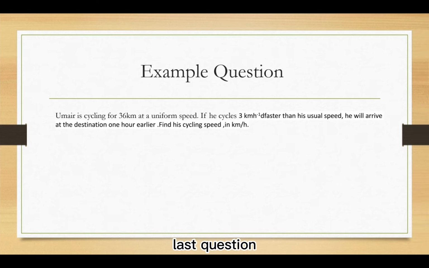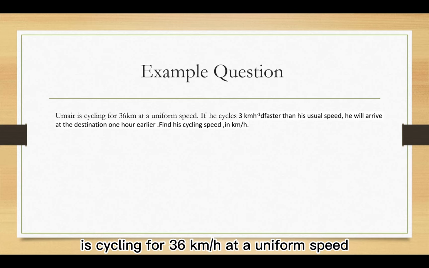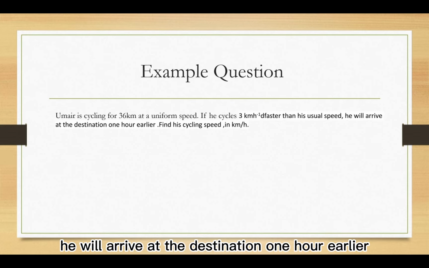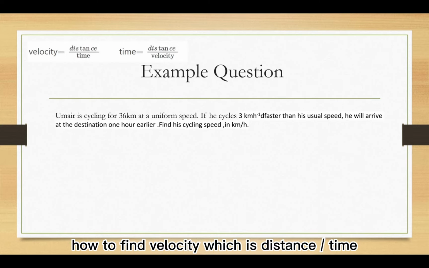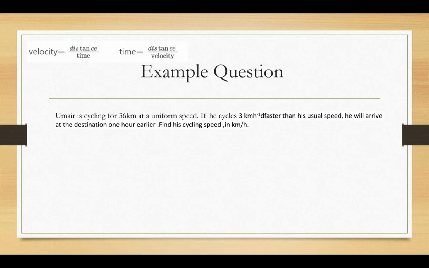So the last question. Ume is cycling for 36 km at a uniform speed. If he cycled 3 km per hour faster than his usual speed, he will arrive at the destination 1 hour earlier. Find his cycling speed in kilometer per hour. So x, how to find velocity, which is distance divide time. And how to find time, which is distance divide velocity.